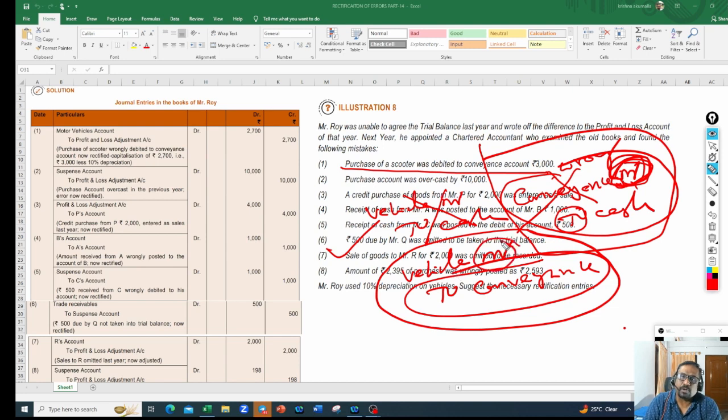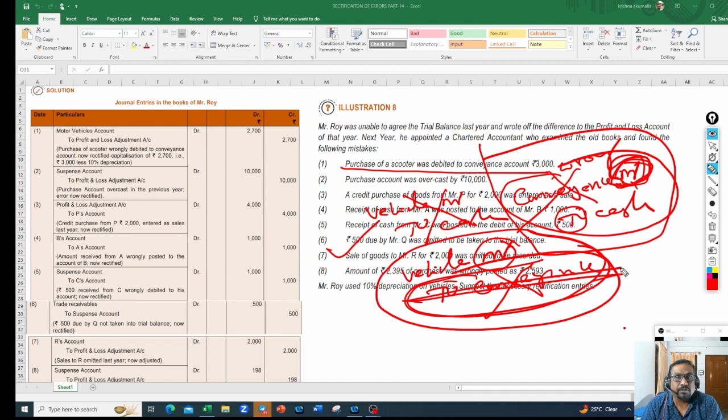You are supposed to debit vehicle account because it is an asset, a balance sheet item. It will continue for its useful life. Suppose the vehicle's useful life is 5 years, this vehicle will continue for the next 5 years in the balance sheet. But conveyance is an expenditure that has already been debited to profit and loss account. There is no conveyance now. So you should not credit conveyance account.